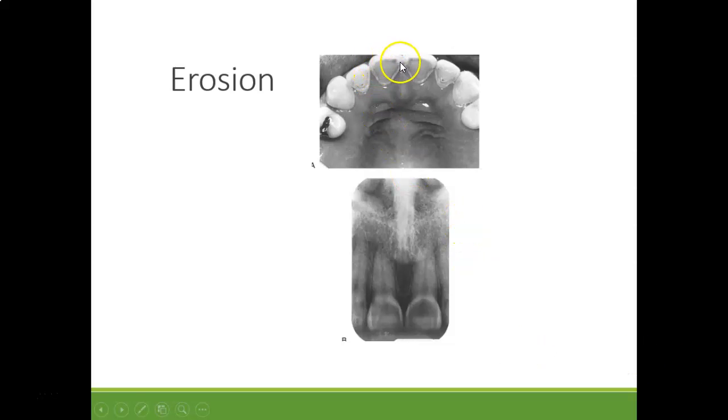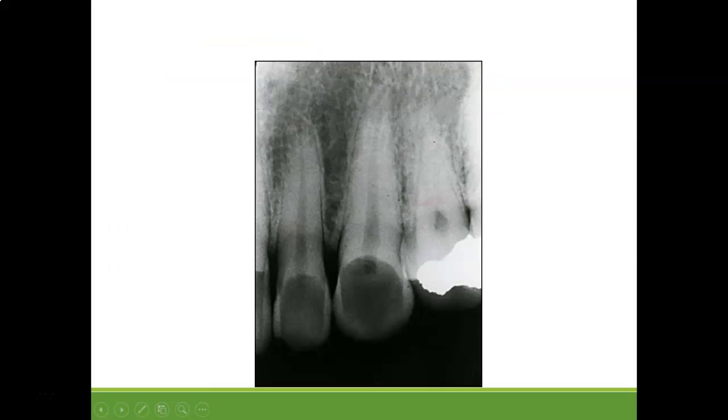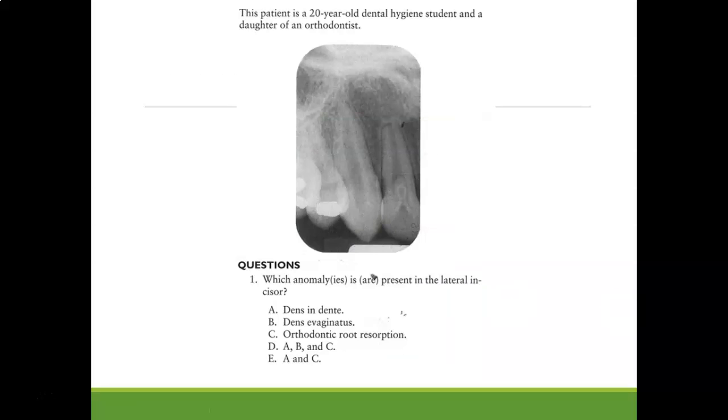Erosion, you can see it's real smooth, a little bit ditched out on the lingual surfaces. That's a super telltale sign of either chronic GERD or acid reflux, or maybe repetitive vomiting as well. Here's what erosion would look like on a radiograph. Very radiolucent right through there, kind of smooth looking radiolucent. And there's the same picture again.